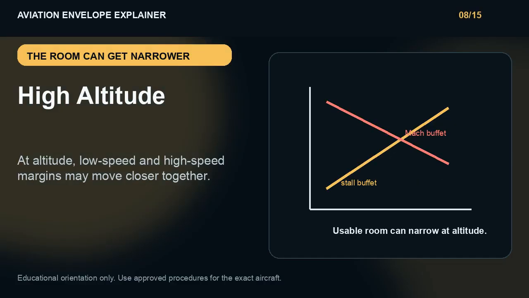Now connect that to stall warning. Transport category rules require a clear stall warning with enough margin to prevent inadvertent stalling.